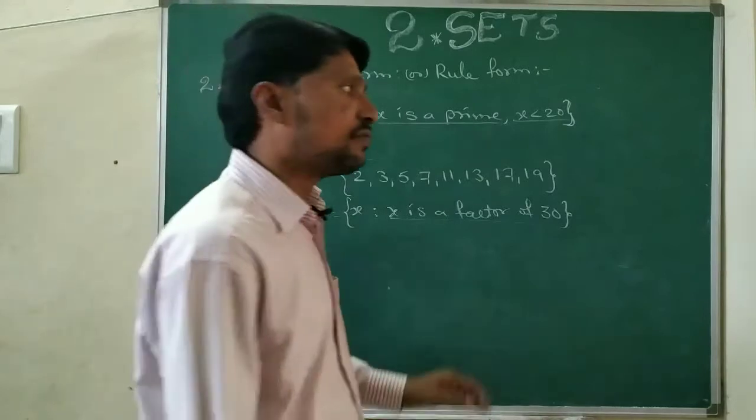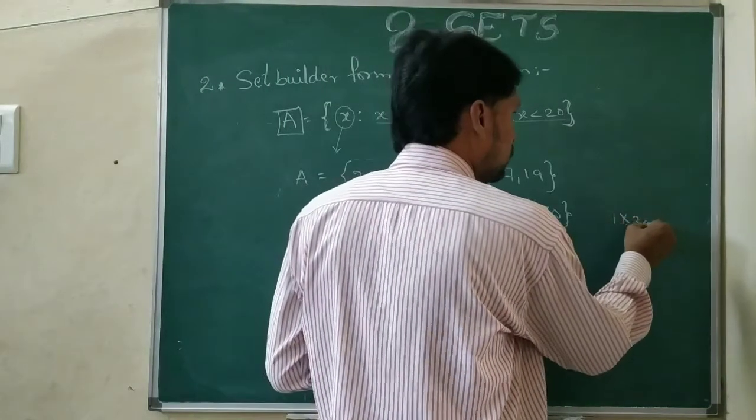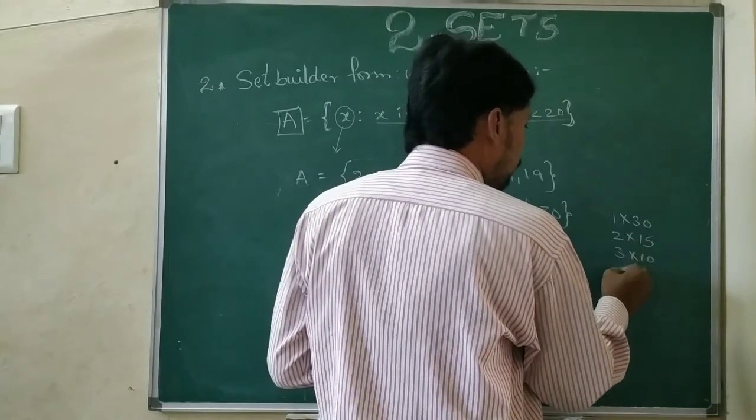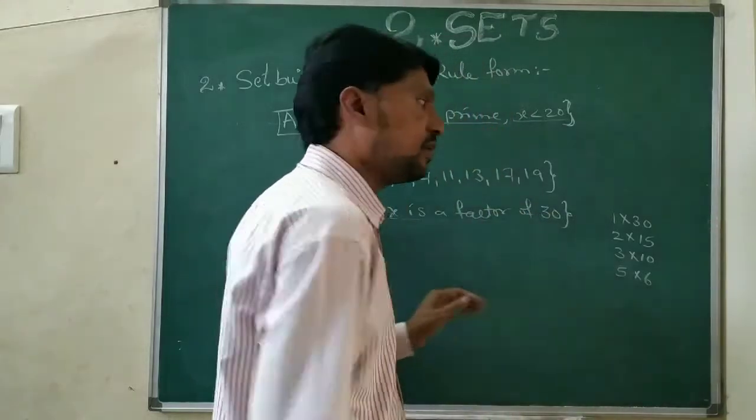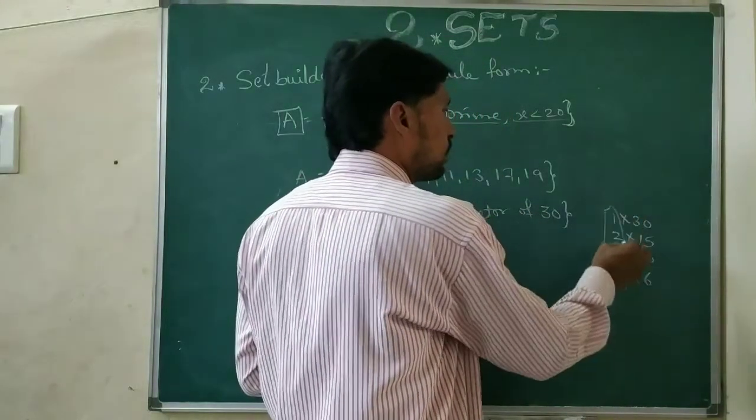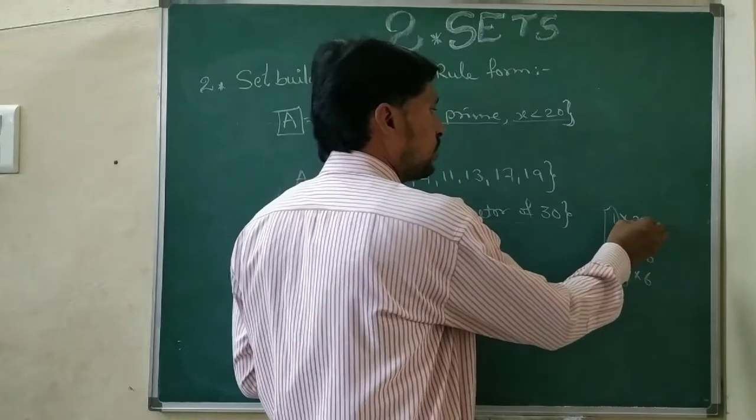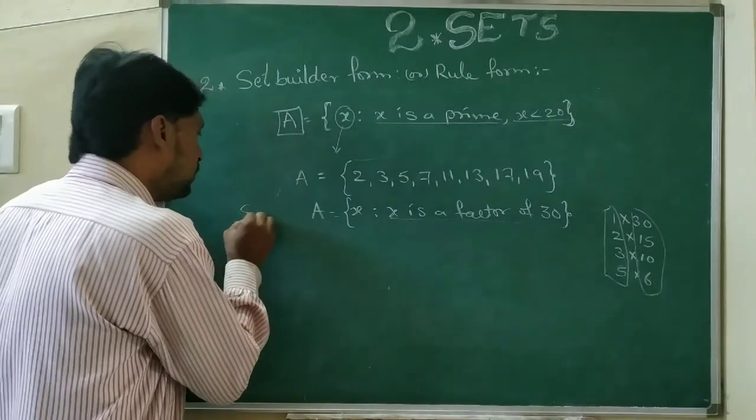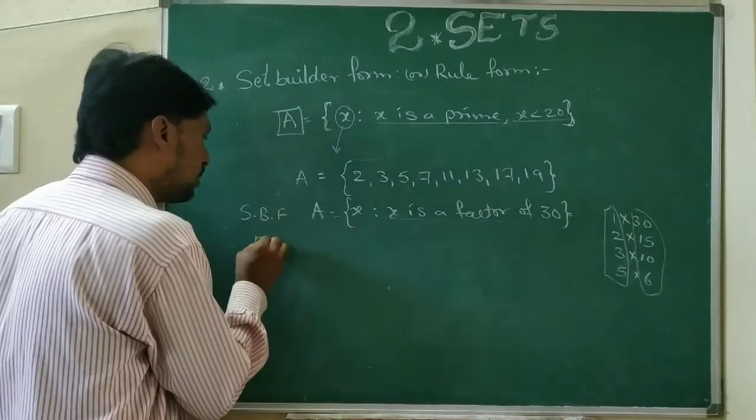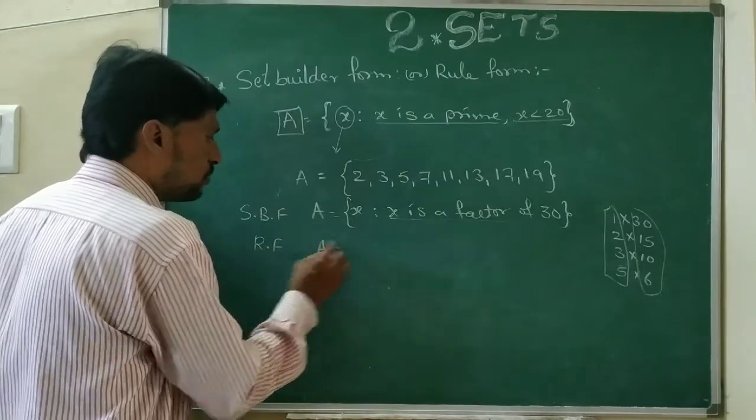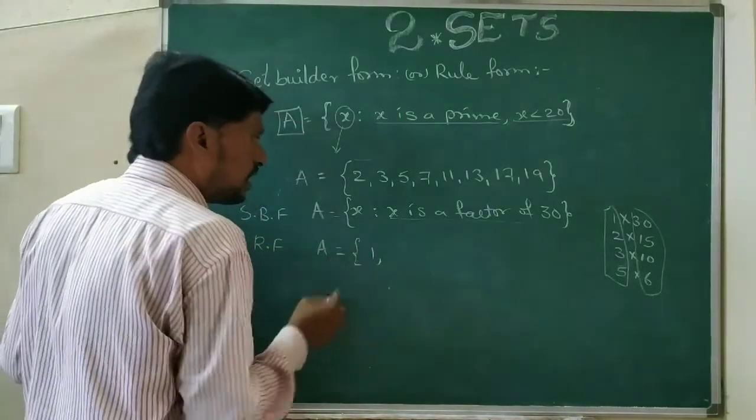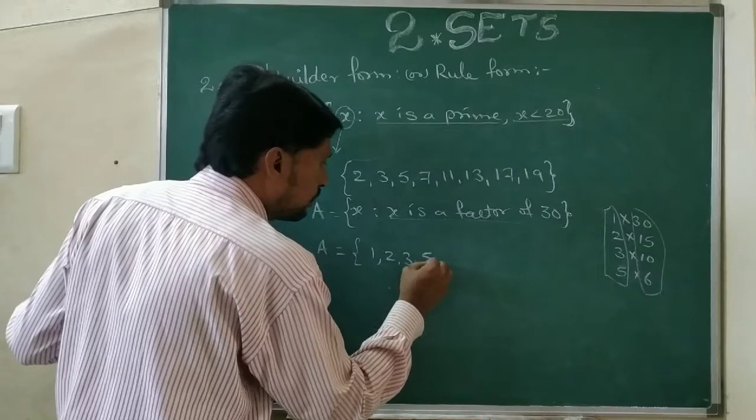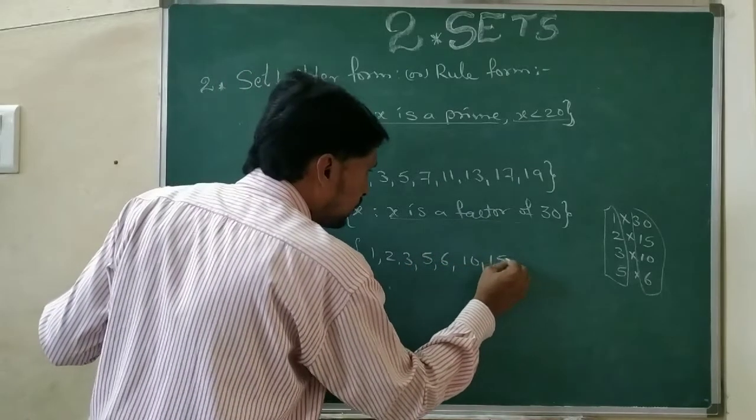So what are the factors of 30? How can we find them? 1 into 30, 2 into 15, 3 into 10, 5 into 6. These are all the factors of 30. Means 1, 2, 3, 5, 6, 10, 15, 30 are the factors of 30. So this is the set builder form. SBF means set builder form. Roster form: A equals, what elements will occur? 1, 2, 3, 5, 6, 10, 15 and 30.